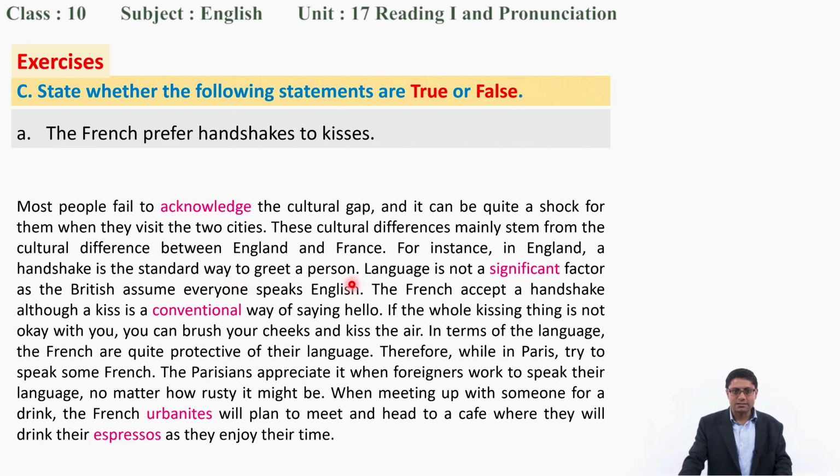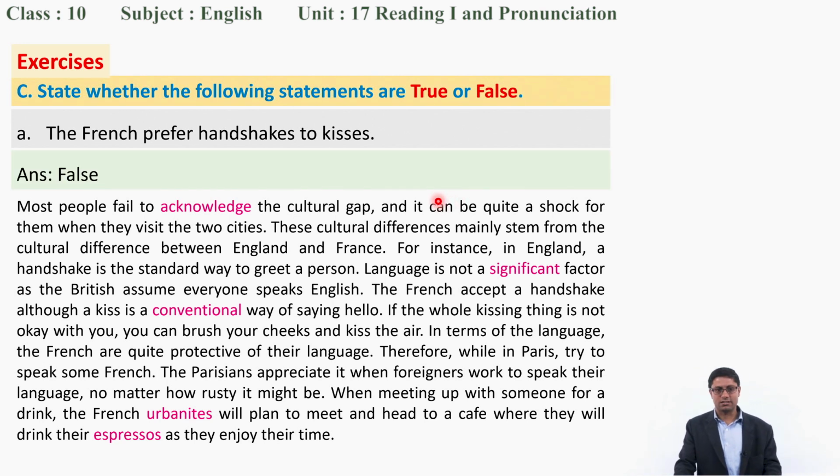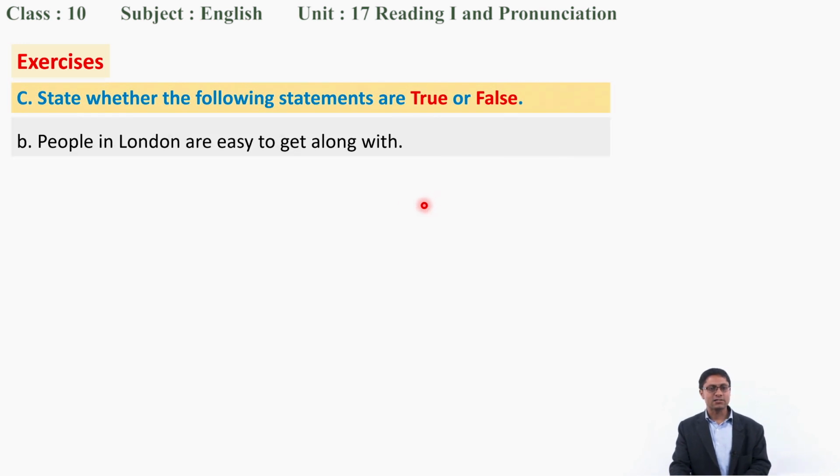But if we look at Paris, the French accept a handshake, although a kiss is a conventional way of saying hello. See there, kissing is their convention. Okay, not handshake. That's why this statement is, can you say? Okay, exactly, it's false. That's good. Let's move on to next.